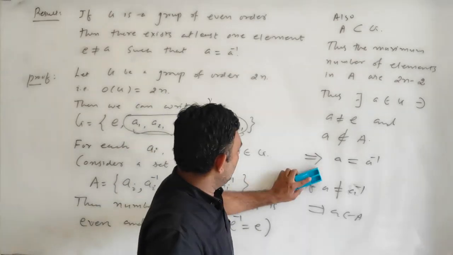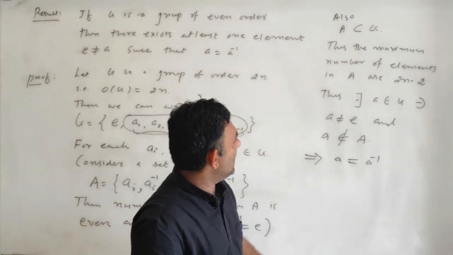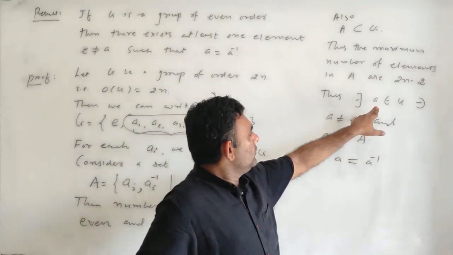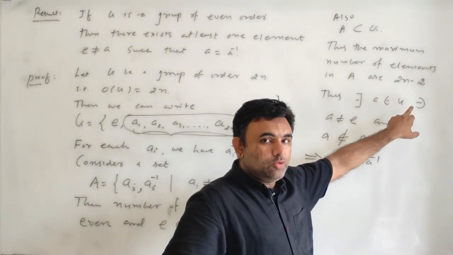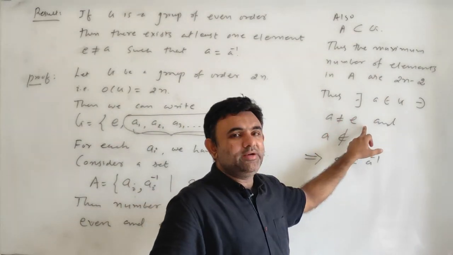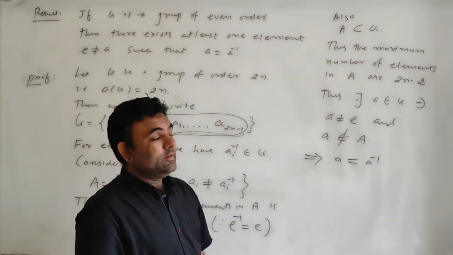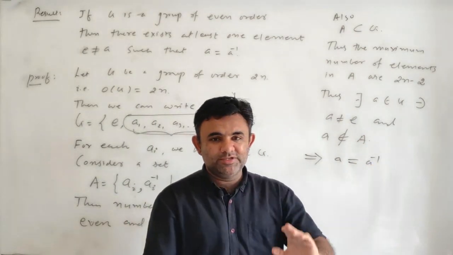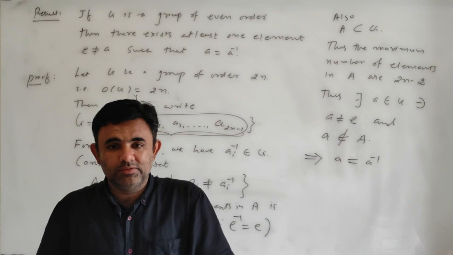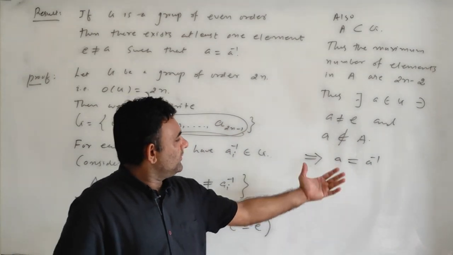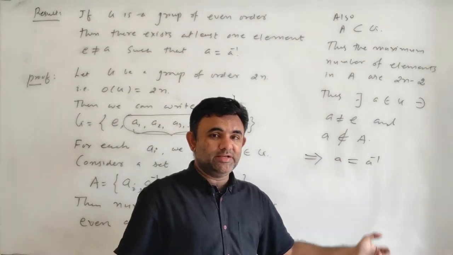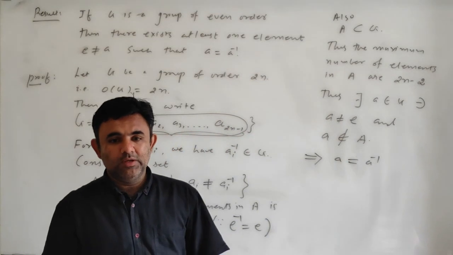So what have I proved? I have proved that you must get one element in the group which is different from identity and whose inverse is itself, meaning it is a self-invertible element. In other words, you can say its square is identity, a square is identity.